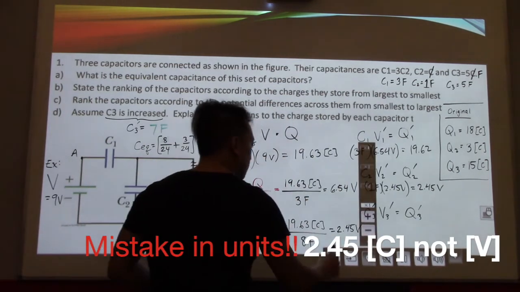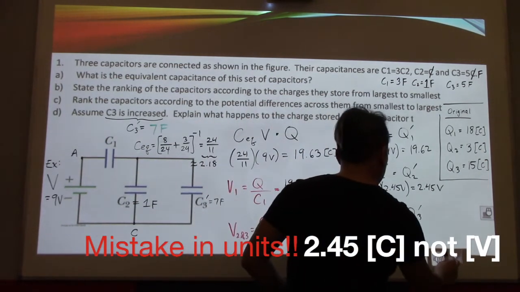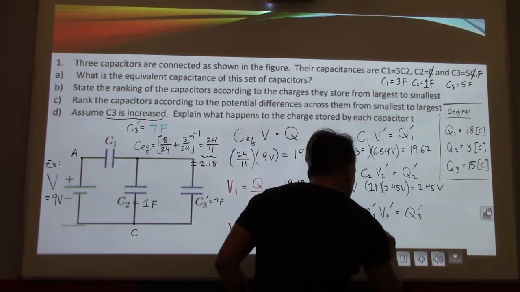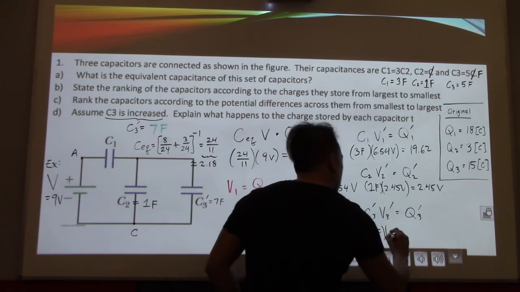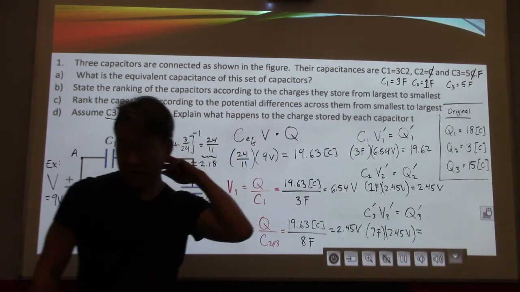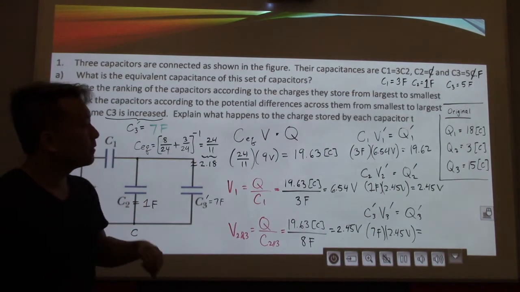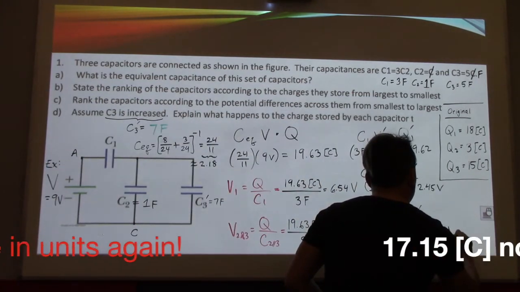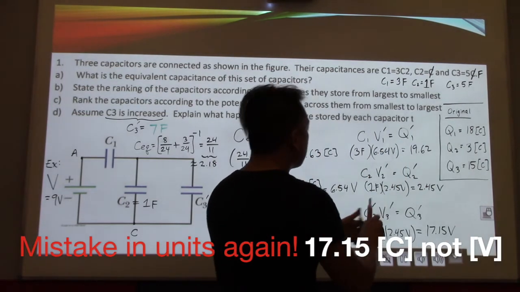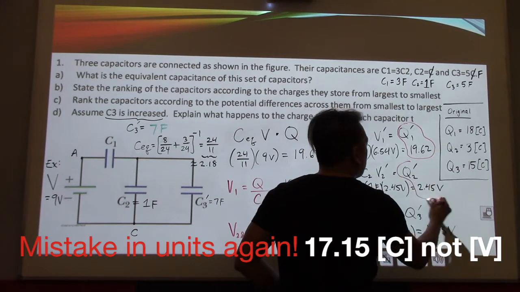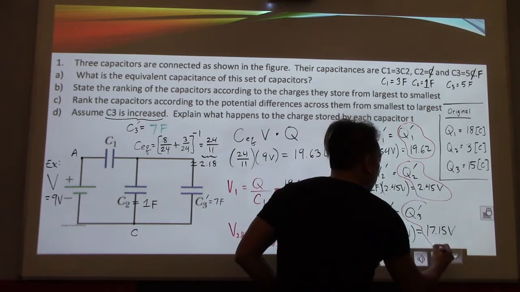C3 was 7, right? So 7 times 2.45. What does that give me? 17.15. 17.15 volts. Okay, let's highlight this. So our new Q1 is this. Q2 is this. Q3 is this.